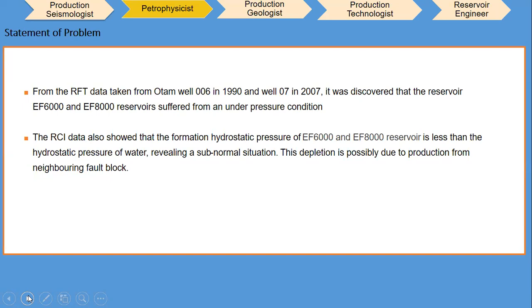Now, our major challenge, the major problem from the RFT report: we realized that in 1990 and in 2007, there has been a pressure depletion noticed. That is an underpressure condition from the hydrostatic levels. And this warrants the need to understand why and where.